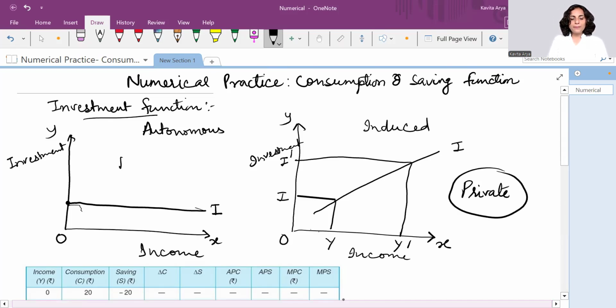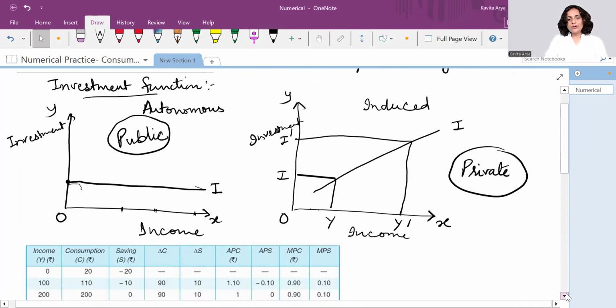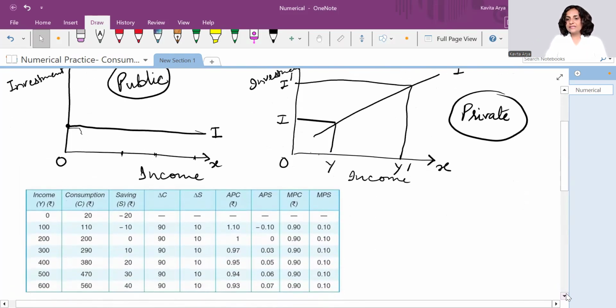But when we talk about the public sector, when some project has to happen, it has to happen. Whether the government has the funds or not, it would try to generate or borrow, whatever. Whether the income level is this or this or this, that investment has to happen. For example, the metro train, the bullet train, some defense expenditure has to happen. So public investments are of this nature, which are autonomous, which remain the same. From this whole discussion, we got to know that investment is a constant variable.